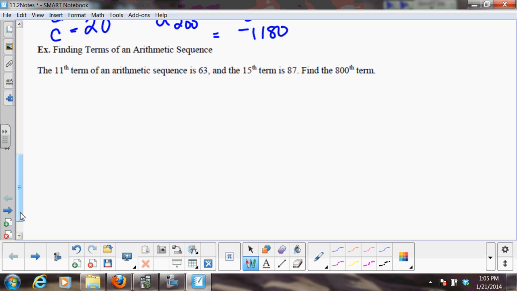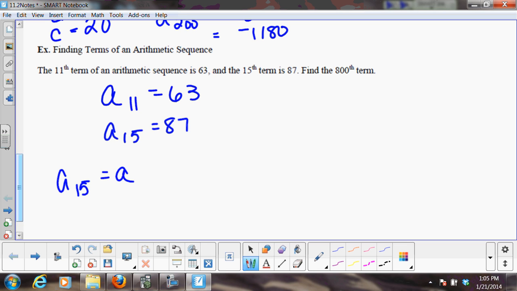The 11th term is 63. The 15th term is 87. And we want to find the 100th term. Well, we're going to use this information. So to get to the 15th term, we would be at the 11th term and then add how many more spots? So 11, 12, 13, 14, 15. 4 more spots. 4 times whatever our D is.